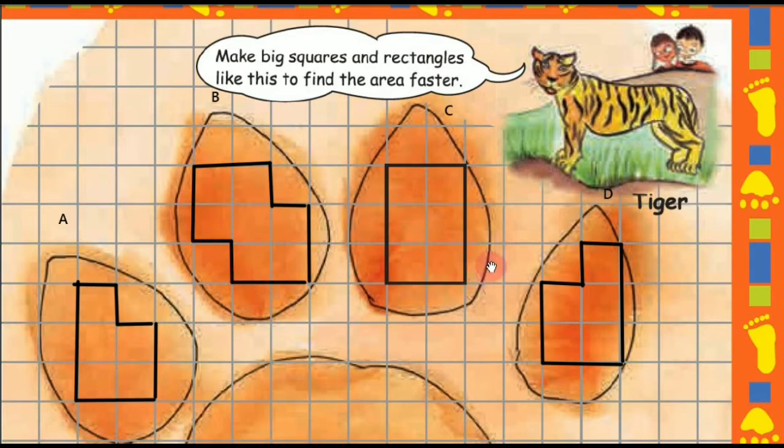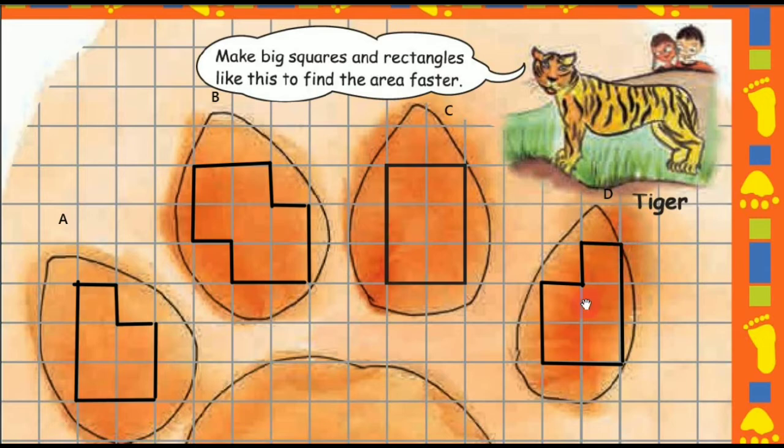Now part C. How many complete squares are there? 1, 2, 3, 4, 5, 6. 6 complete squares. And more than half filled squares: 1, 2, 3, 4, 5, 6, 7 and 8, and 1 half filled square. So 6 plus 8 plus 1 half, that means 0.5, 14.5 is the area of part C.